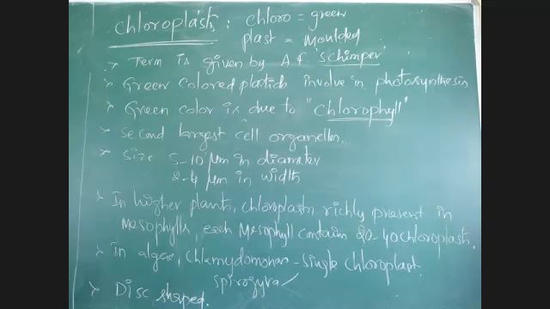Plastids are membrane-bound structures. Yes, plastids are membrane-bound structures only. Then is chloroplast included in the endomembrane system or not? No. Endomembrane involves only endoplasmic reticulum, Golgi, vacuole and lysosome.